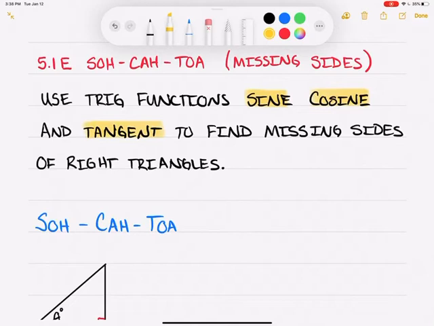Now, those words might seem super complicated. They're really not. We can use sine, cosine, and tangent and follow SOH-CAH-TOA to help us find any missing side or missing angle of a right triangle. So let's take a look at what SOH-CAH-TOA is.